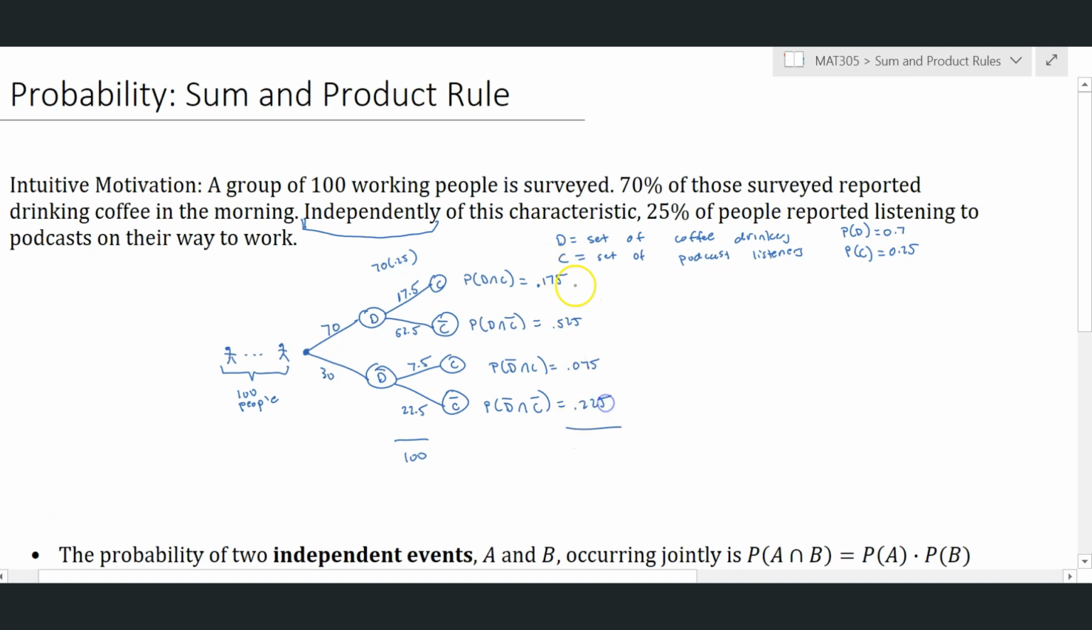Now, once again, if you sum these, the only difference is that these numbers have been divided by 100. So if you divide the total 100 by 100, you get 1.00. And notice that, once again, we have a probability distribution now.